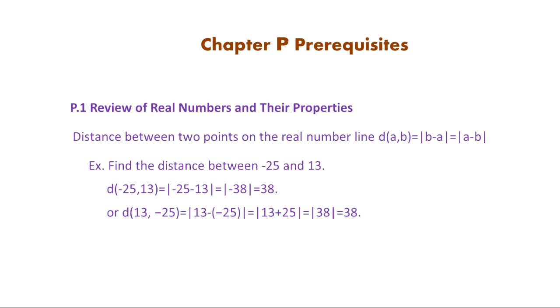Or in another way, you can flip it to write D parentheses 13 and negative 25. You can subtract 13 minus negative 25, okay, in this way. And then you got two negatives inside the absolute value, that becomes plus, so you got 13 plus 25, which is also 38. So this time, you take the absolute value, you get the same number, 38. So it really doesn't matter which minus which. At the end, you take the absolute value. Any questions?